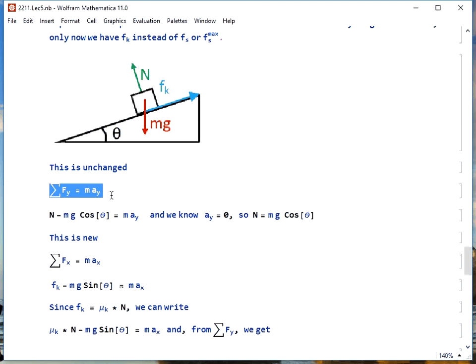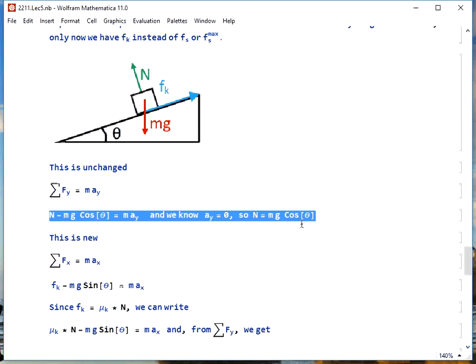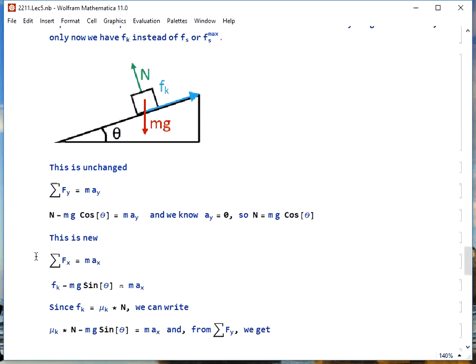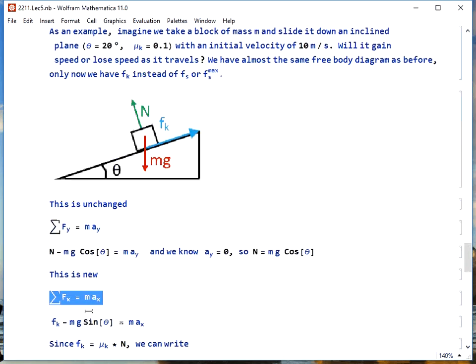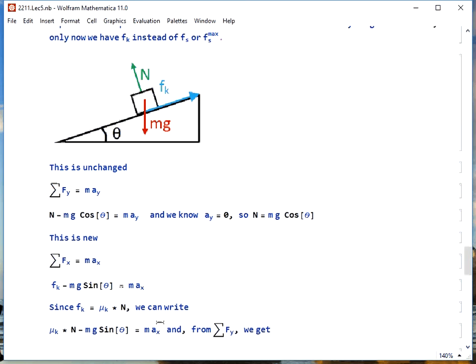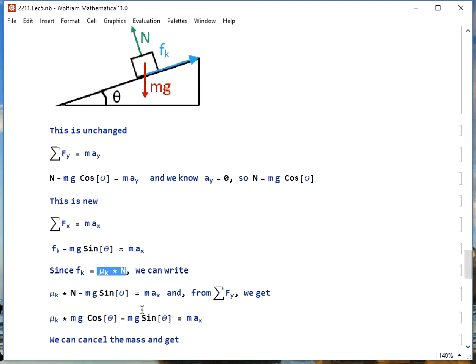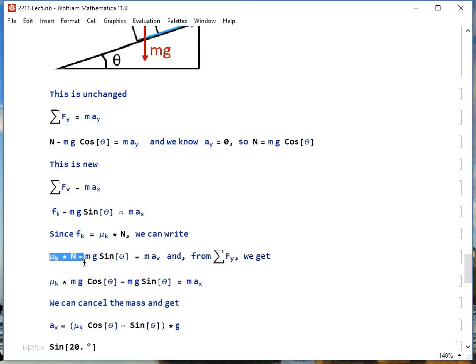So, we have the same thing in the y direction. We again get n equals mg cosine theta. What we now have in the x direction, though, we have Fk pointing up the plane, positive, and mg sine theta pointing down the plane. And their difference gives us max. Since we don't have to do anything crazy for Fk, we just plug in mu k times n. We can rewrite this: mu k times n minus mg sine theta is max. And we know the normal force, we plug it in.